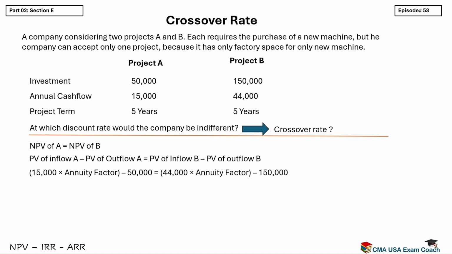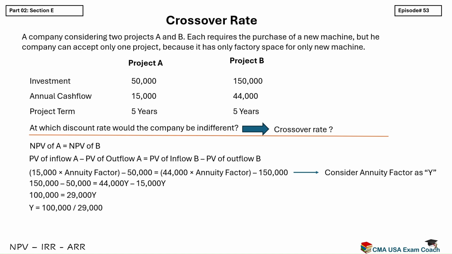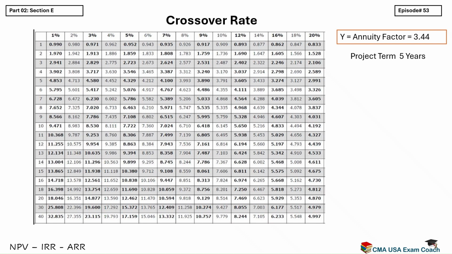Now, we solve for the annuity factor. First, move the numbers around. 150,000 minus 50,000 equals 44,000y minus 15,000y, where y is the annuity factor. Simplifying, 100,000 equals 29,000y. Y equals 100,000 divided by 29,000, which is approximately 3.44. Finally, using the annuity table, we find that an annuity factor of 3.44 for 5 years corresponds to a discount rate of approximately 14%. This means the crossover rate is 14%.